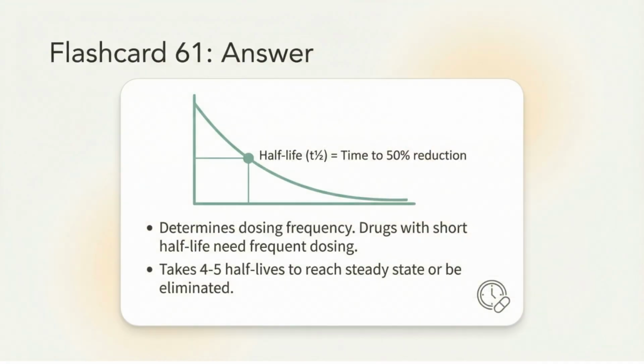The half-life of a drug is the time it takes for a 50% reduction of the drug's concentration. It determines dosing frequency, as drugs with a short half-life need frequent dosing. It takes 4 to 5 half-lives to reach a steady state or to be eliminated.